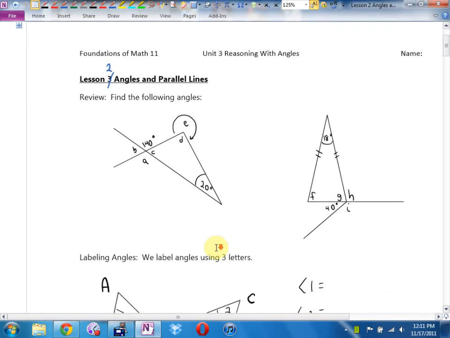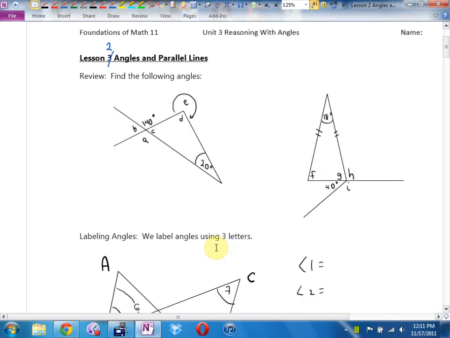And a little bit of review. I wrote down here, find the following angles. Joe, I'm going to go in order. So what's the first angle I'm going to find here? Absolutely. Let's put a little angle A equals.